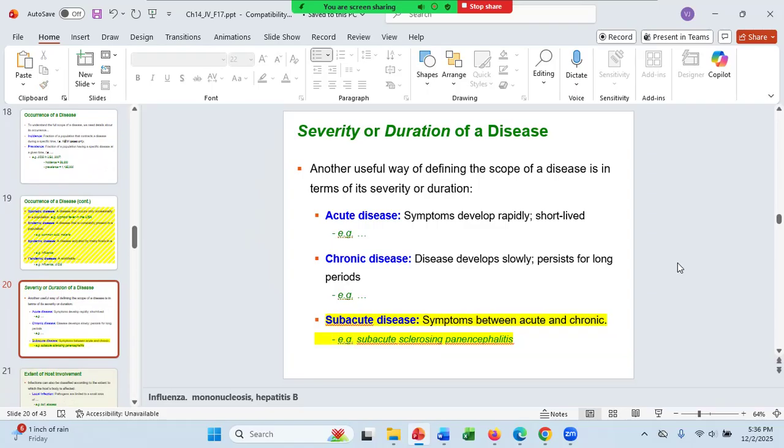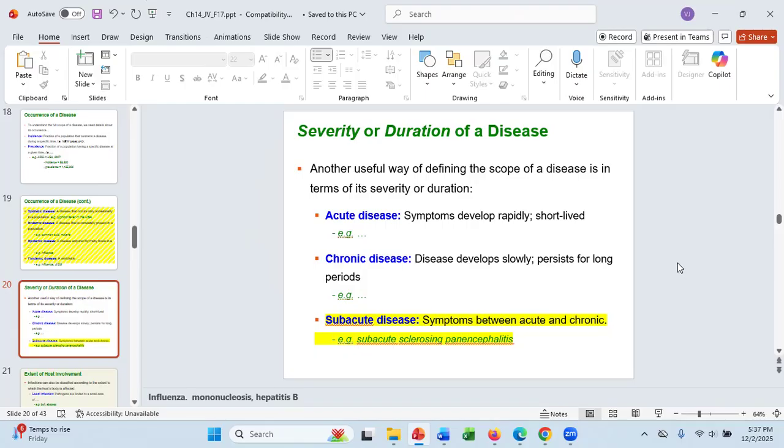Another useful way of defining the scope of a disease is in terms of its severity or duration. We can classify diseases in terms of their severity or duration. An acute disease is a disease where the symptoms develop rapidly, the disease is short-lived, and then the patient quickly recovers. The classic case of an acute disease is the human cold.